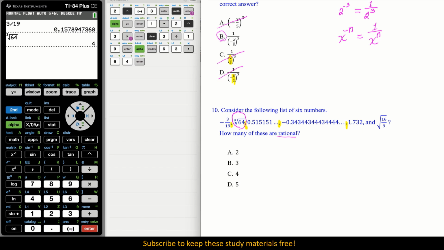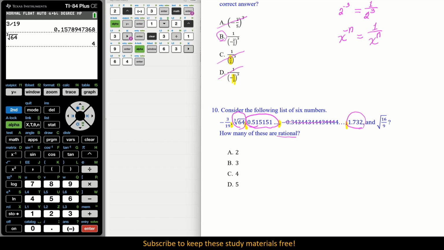Now let's look at the next number. That is a decimal that repeats, 515151. So that is repeating. So that one we count as rational. This one here, that's irrational because it's like this increasing pattern that goes on forever. It doesn't stop and it doesn't repeat. So can't count that one. This is terminating.